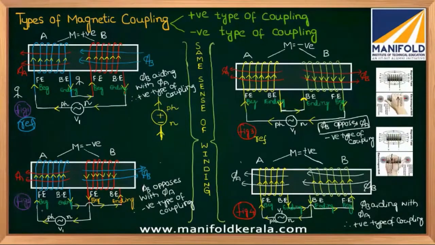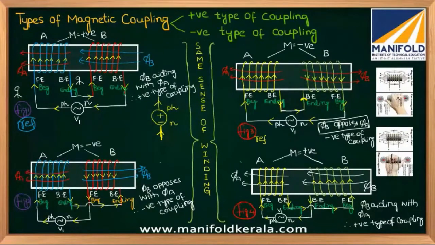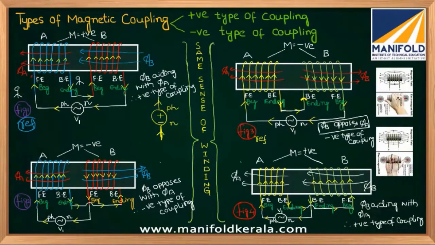And one more thing I told: in my discussion, tell me where I assume dots. Respond. Where do we assume dots? I'm expecting an answer from you guys. At the beginning end. So simply in all those four figures, wherever the beginning end is there, just keep a dot there. Yes, keep a dot here. Sorry, in this coil A, this is the beginning end, so let me keep a dot here.